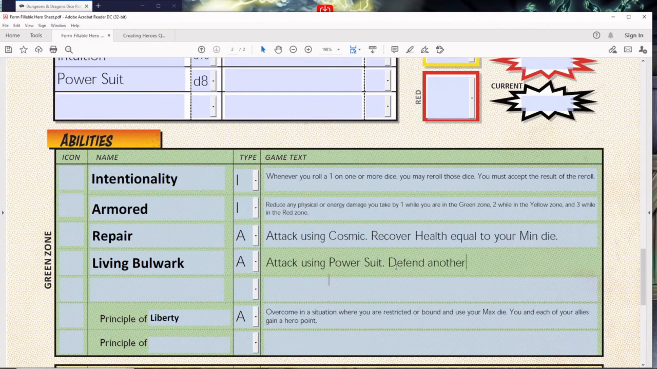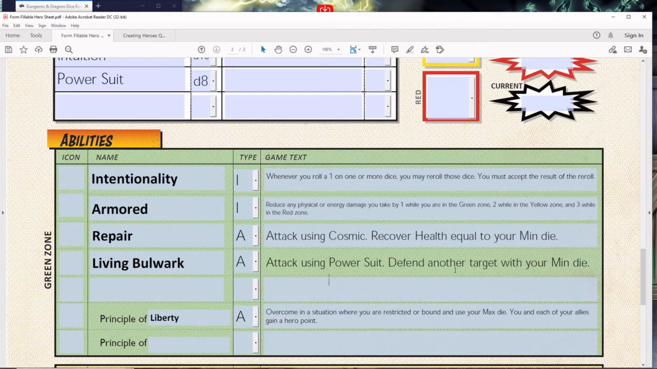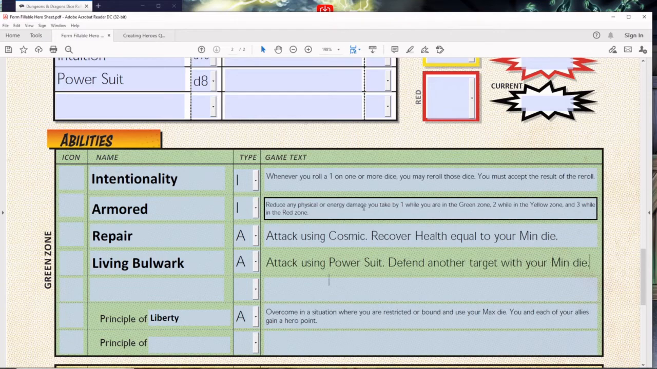Defend another target with your min die. This is important. There is no roll to hit. Every attack lands, in theory. And defend is an action, so you have to choose to defend yourself. This allows me to both attack and defend, not myself, but somebody else. Armored here is essentially making it to where there is constantly some level of defense on this character. They have constantly, like, they did the defend action with a roll of 1 or 2 or 3.